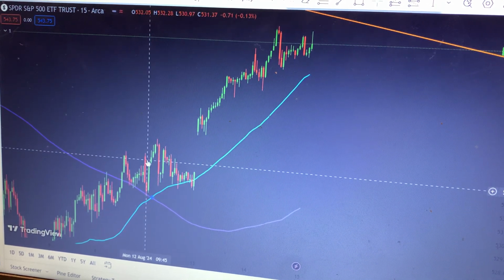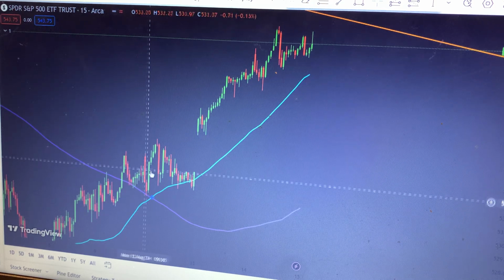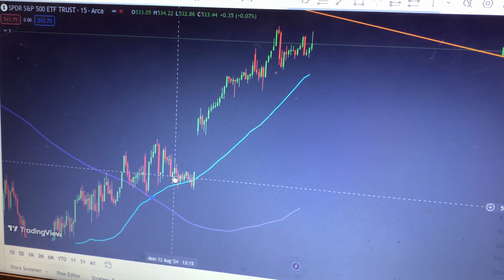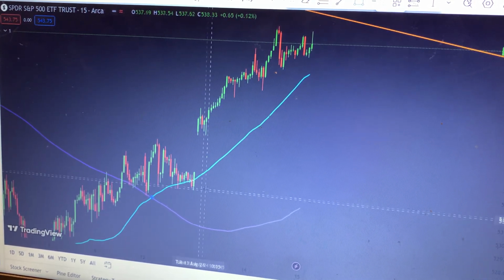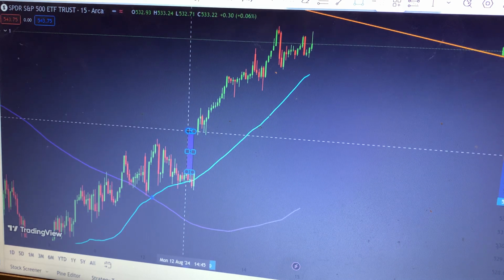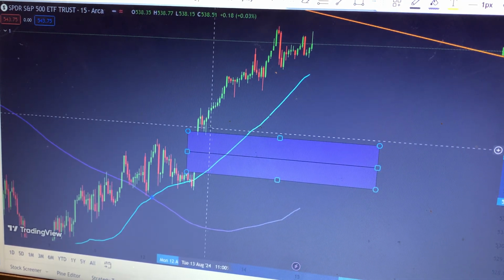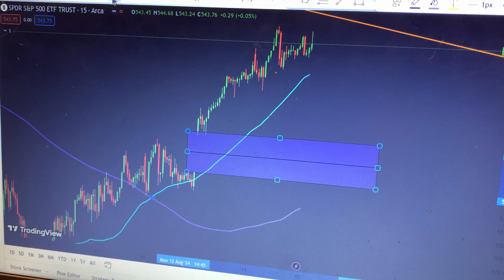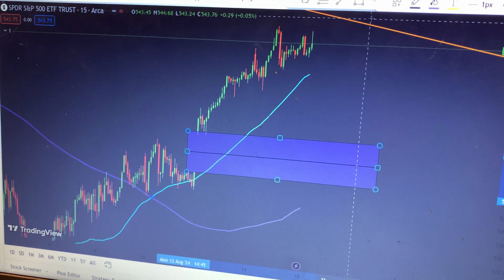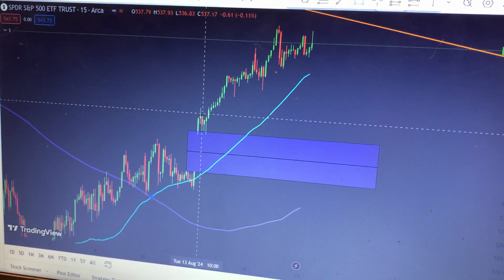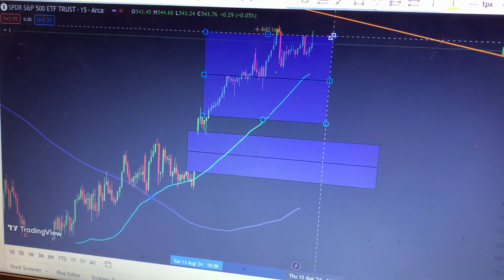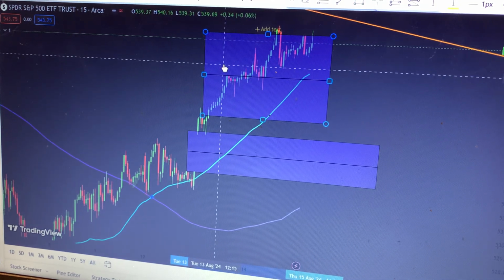So on Monday, we came down here and made this little choppiness or whatever. Then we have a gap from Monday to Tuesday, from close to open. This is the gap. So you can imagine that all of this over here does not exist. Imagine that just does not exist.